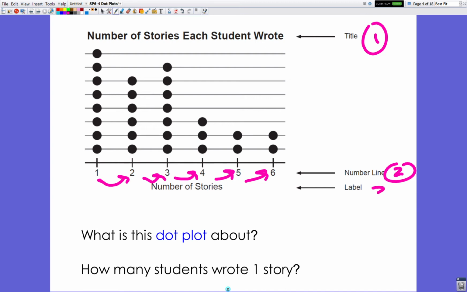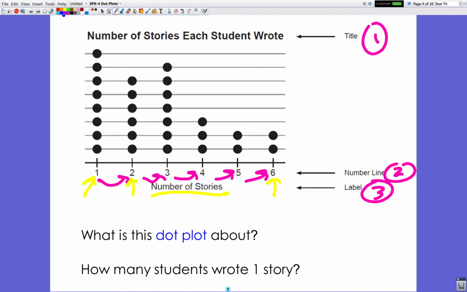The third element is the label. This label here is telling me what my number line represents. So number of stories is our label. So that means this is people who wrote 1 story. This is people who wrote 2 stories. This over here is people who wrote 6 stories. It's telling me my number of stories.